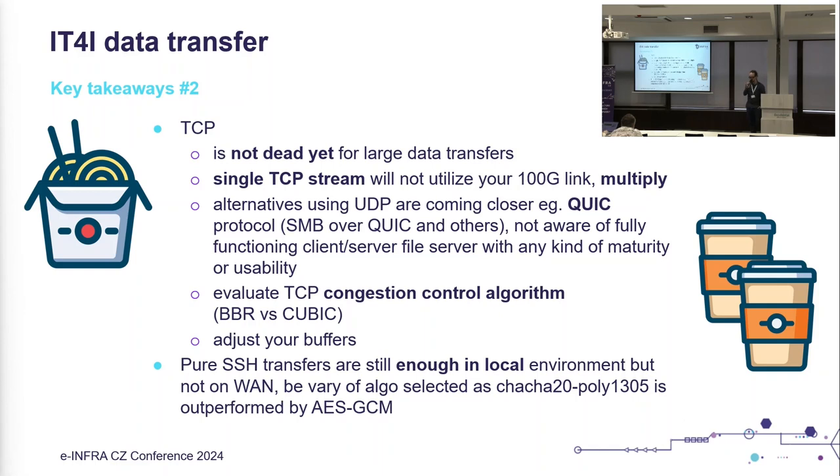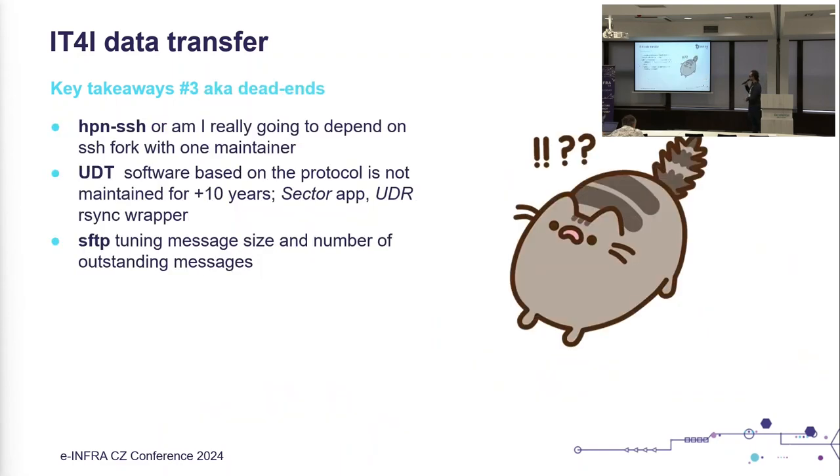Also, you would need to evaluate your TCP congestion algorithm set and adjust your TCP buffers. And the thing is that for local transfers, SSH or SCP or FTP for that matter, rsync, which uses SSH, is still enough. The only thing you may pay attention to is what algorithms are being used. Yeah, I'm talking about the same data center location.